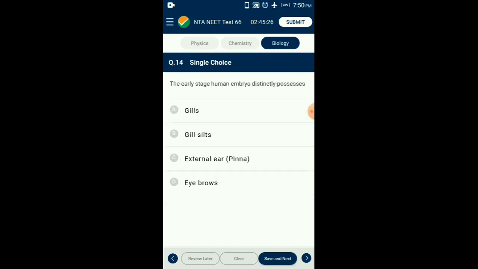Question number 14. The early stage human embryo distinctly possessing pharyngeal gill slits and gill pouches is one of the 3 diagnostic characters of chordates. So these structures do appear in embryonic stages of all vertebrates. So the answer for this question is option B, gill slits.